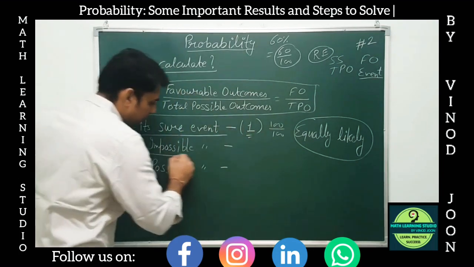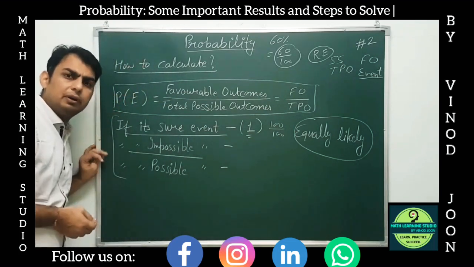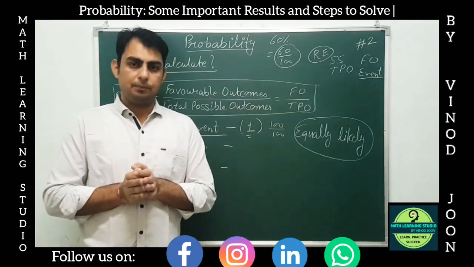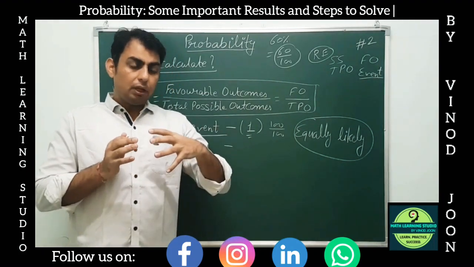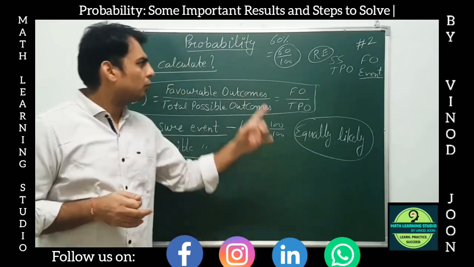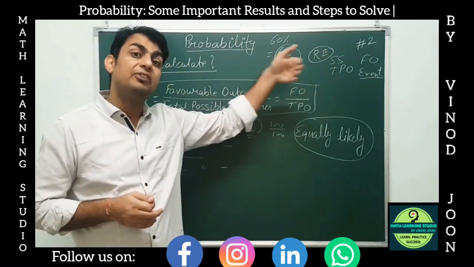Then we also discuss the impossible event. Which event is the impossible event? Of course, that event for which there is no outcome, no result from the sample space that will favor it.